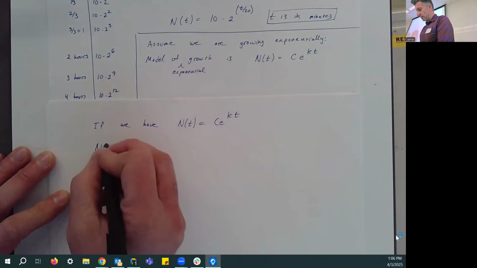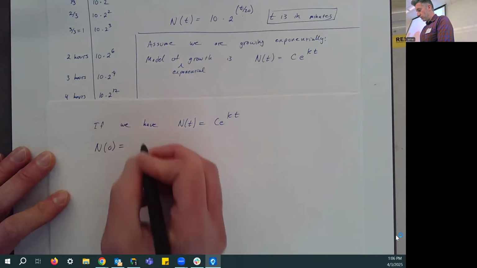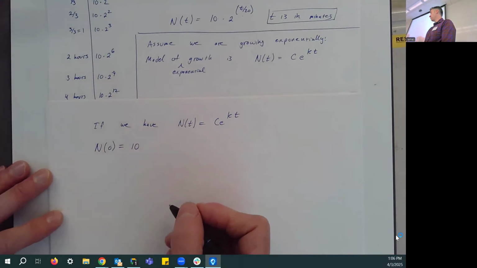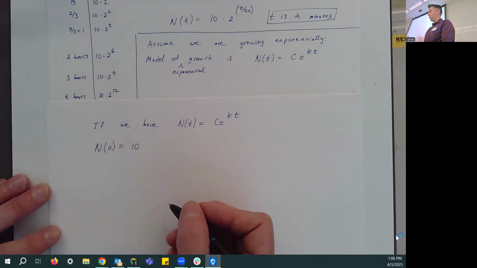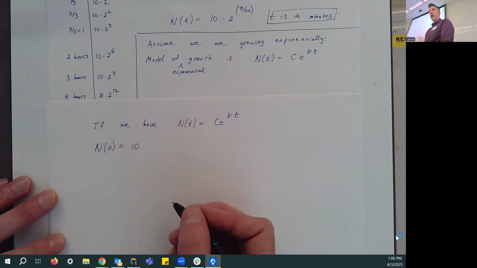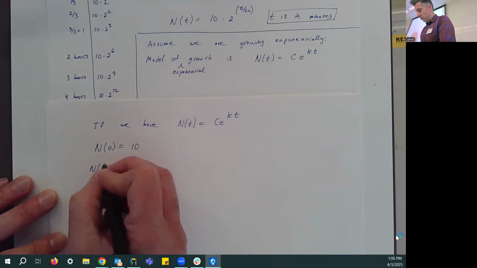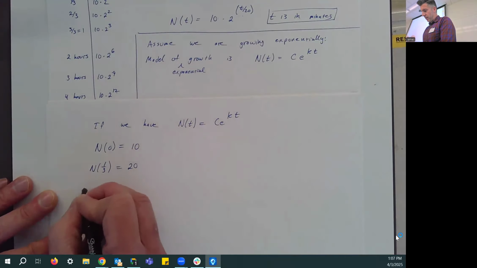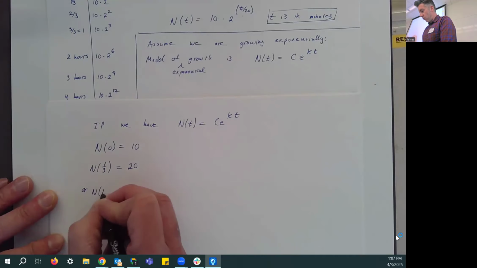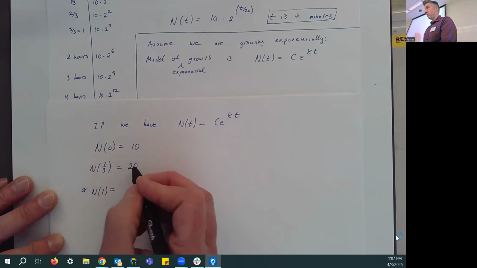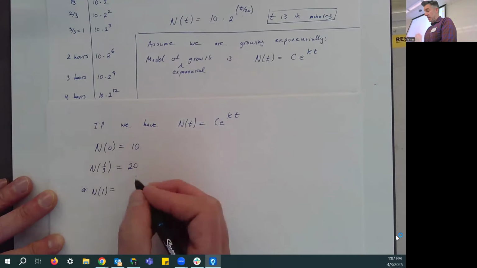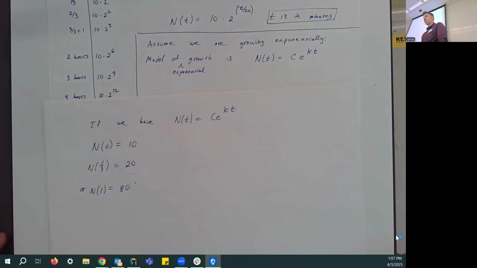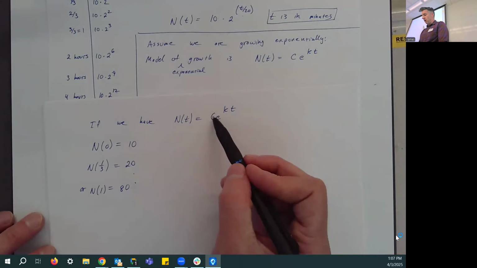and we know that the number of bacteria at time 0 is equal to 10, and we're also doubling every 20 minutes, so every third of an hour. So you know that n of 1/3 of an hour is going to be 20. Or it might be more useful to say that n of 1 is equal to 10 times 2 times 2 times 2, which is going to be 80. We can use these data points to help us figure out what these constants are going to be.